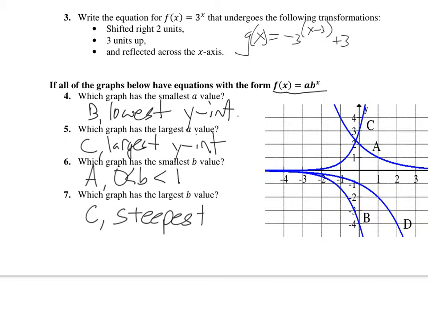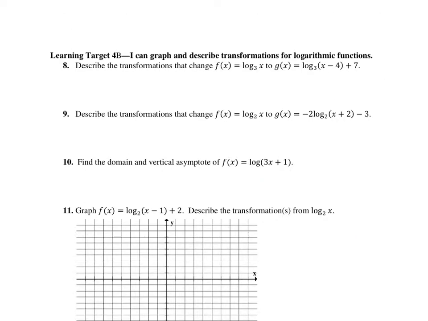Let's go on to the next page here. Section 4b, we're graphing logarithmic functions here, and so we got some transformations again. Okay, this minus 4, like usual, is going to go right 4. Inside is left or right, and this plus 7 is going to go up 7.